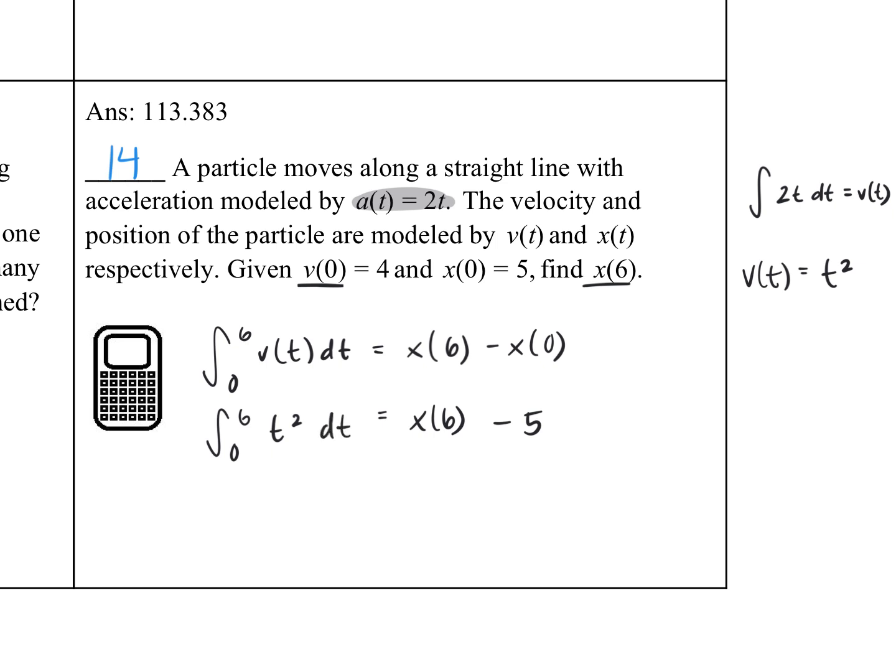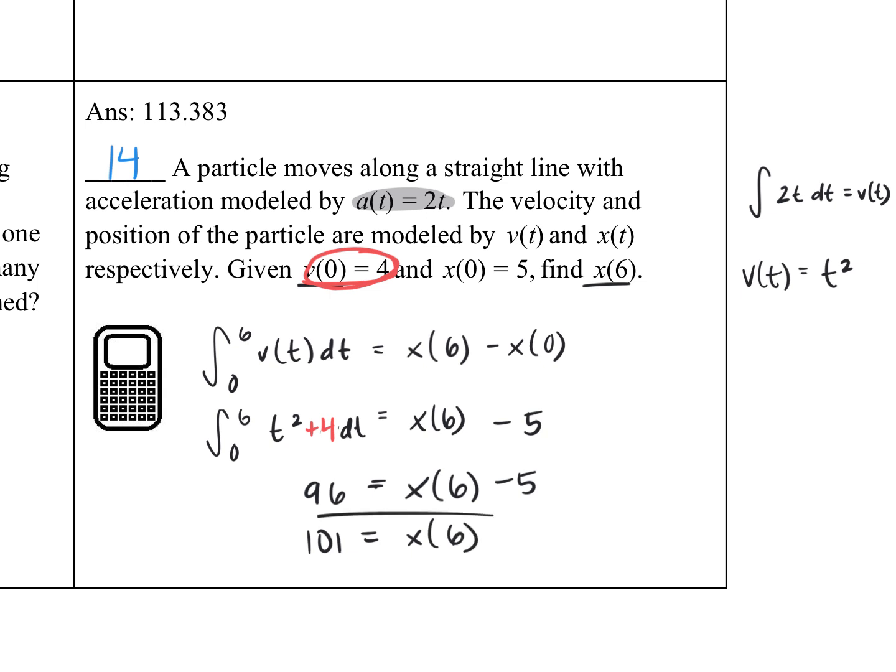And then the one thing that I did forget here is that our original velocity is 4, so I'm going to need to add that to my velocity function here. So I've got plus 4 dt. Okay, so I can plug this whole thing into the calculator. And when I do, I end up with 96 is equal to x of 6 minus 5, and then add that 5 over, and I end up with 101 is equal to x of 6.